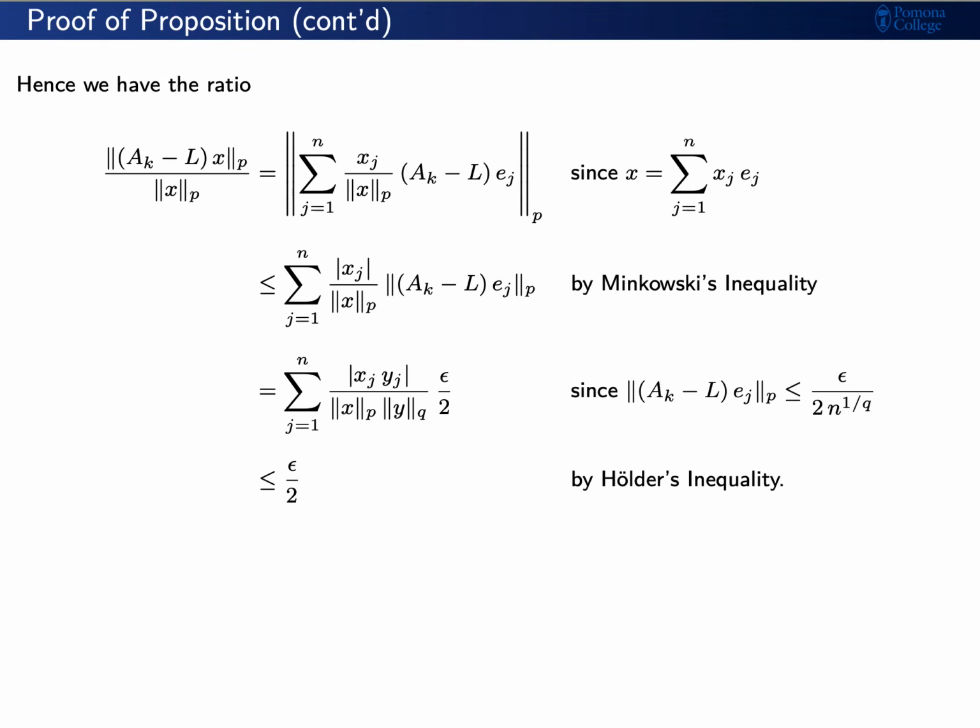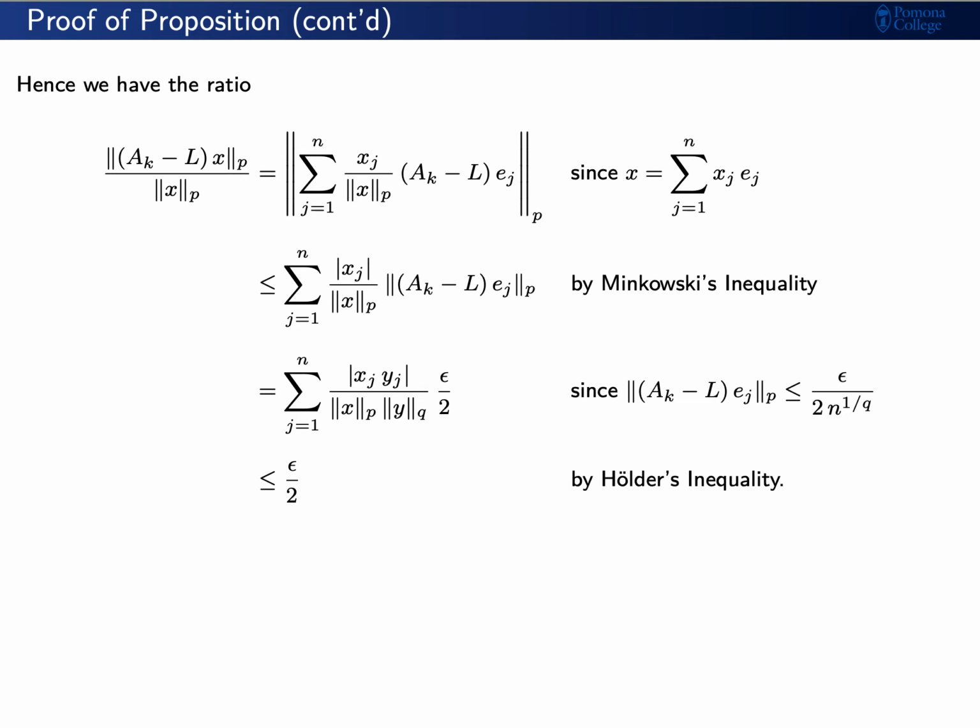Now let's take a look at the following ratio. Here, for any vector x, we'll take a look at the product A_k minus L times x, and we'd like to look at the pth norm of that. Well, playing around a little bit, we find that the pth norm of A_k minus L times x divided by the pth norm of x is less than or equal to epsilon over 2.